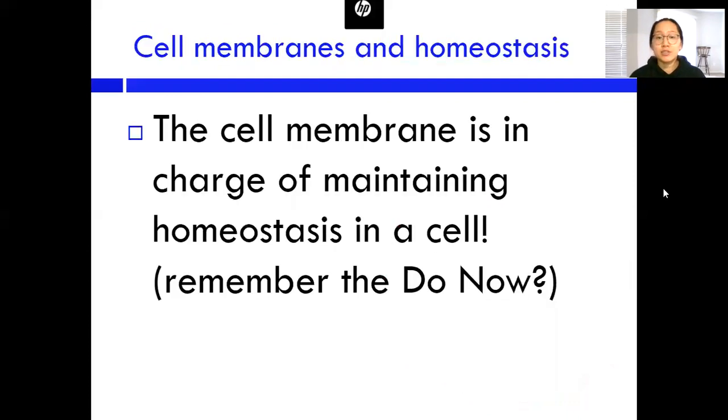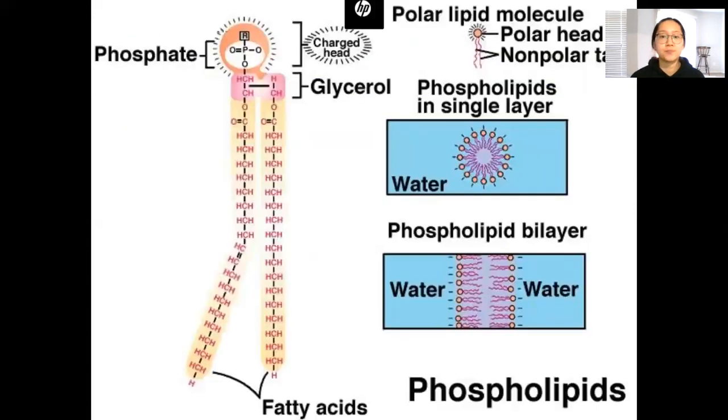So the cell membrane is actually in charge of maintaining homeostasis in the cell. Every single cell is surrounded by a cell membrane, which was the answer to your do now. It's important for cells to have a cell membrane because it's not the nucleus that actually controls it. The cell membrane is more of a brain than the nucleus because it controls everything that goes inside and outside of a cell. That helps it maintain homeostasis, so it maintains the inside of a cell even though the outside environment might be changing.